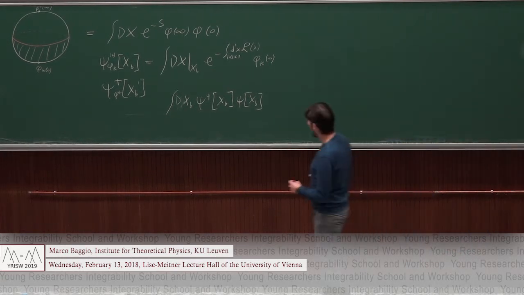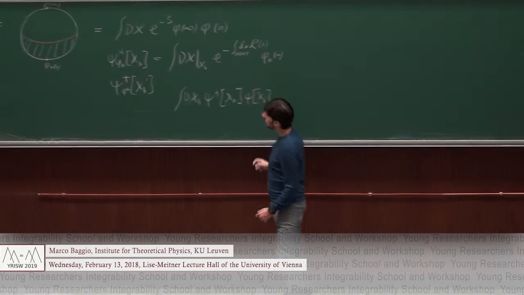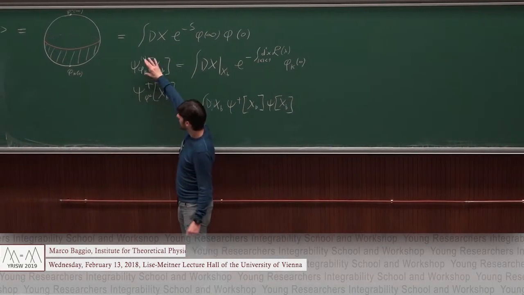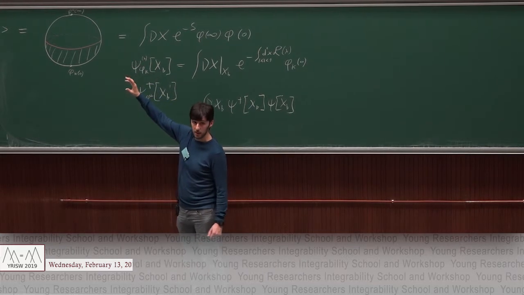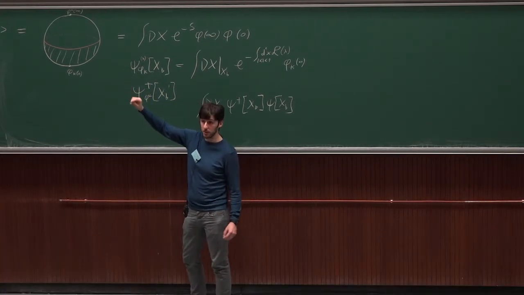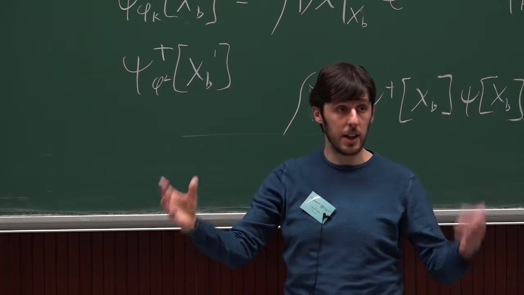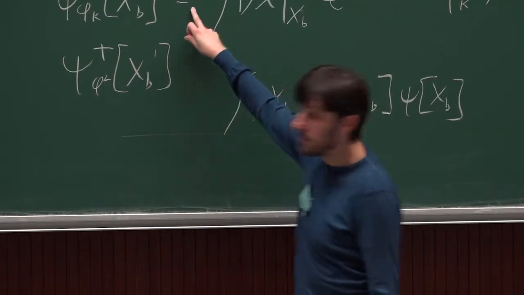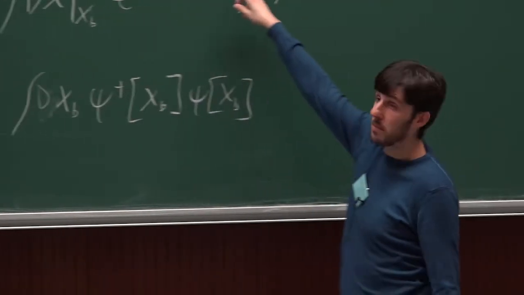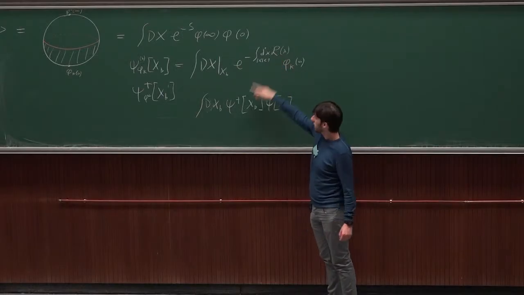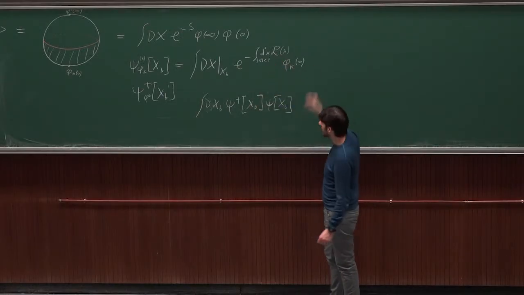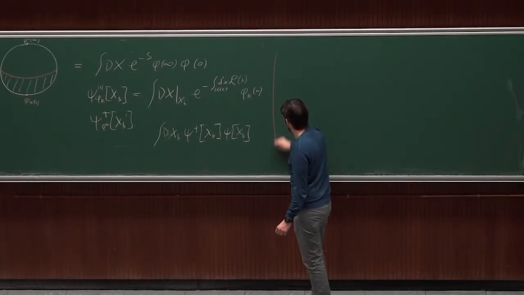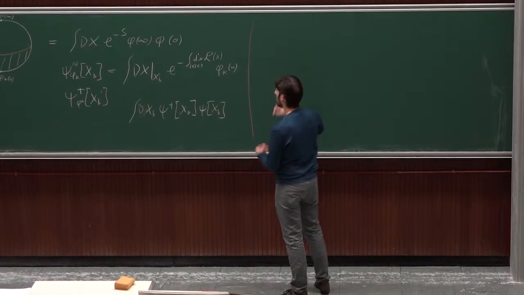And now I can tell you how I can change only one state, right? Now it's clear what I have to do. If I want to change one state and keep the other fixed, I will just have to implement my deformation on one of the two, like the bra or the ket. Maybe the ket is a better idea.